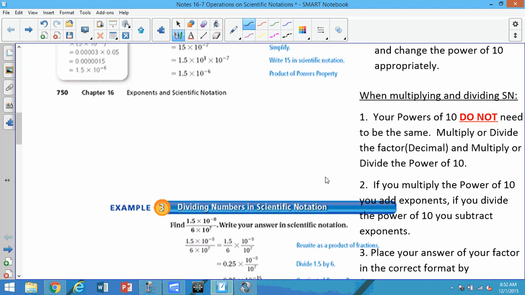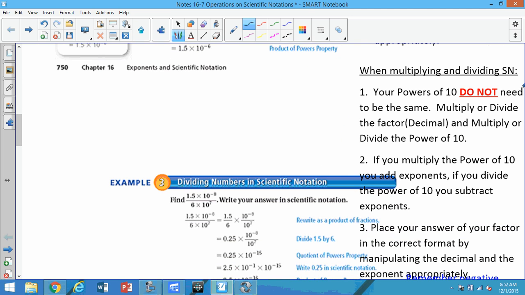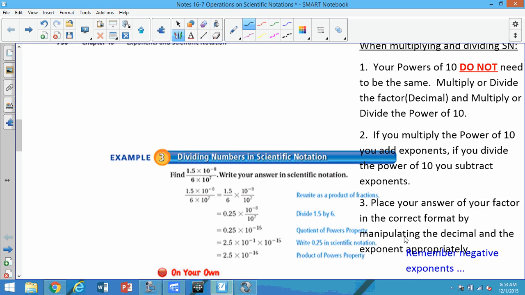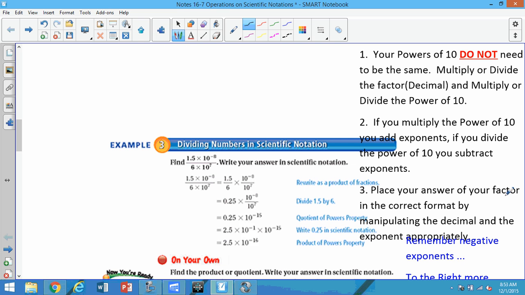So, and I have my directions down here, what you do. When multiplying and dividing in scientific notation, your powers of 10 do not need to be the same. You multiply or divide the factor, the decimal, and multiply or divide the power of 10. If you multiply the power of 10, you add exponents. If you divide the power of 10, you subtract exponents. So then you place your answer of your factor in the correct format by manipulating the decimal and the exponents appropriately. And that's what you're going to do.